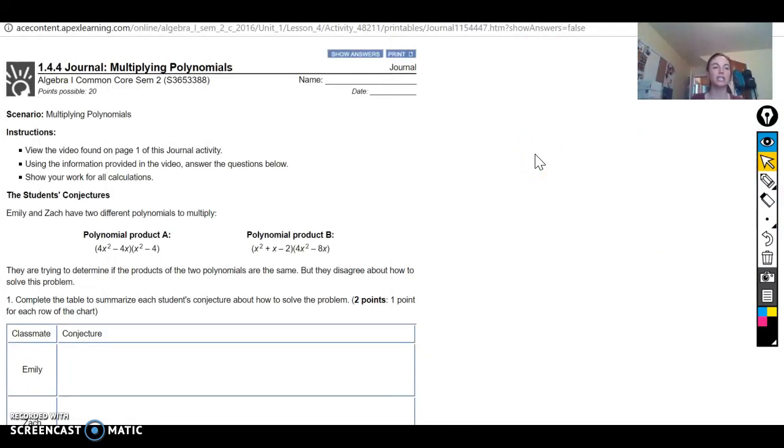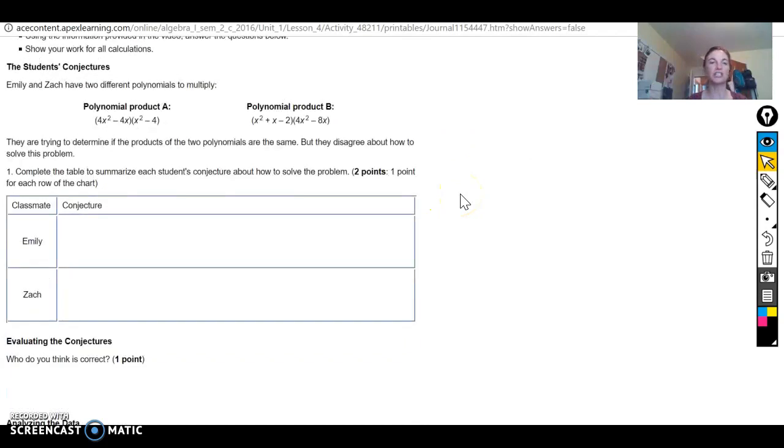And in this situation, Emily and Zach have different opinions on multiplying these polynomials. Emily feels that they just have to try one method to see if these products are going to be the same, and Zach feels like they have to try all 3 methods because each method might produce a different result. So that's kind of the answer actually to the first question. It says summarize each student's conjecture about multiplying polynomials, and we can do that here.